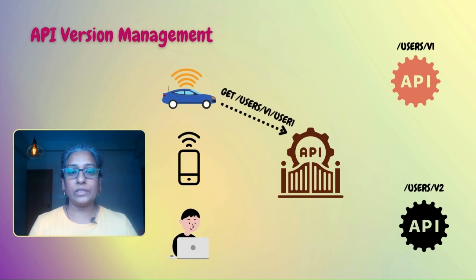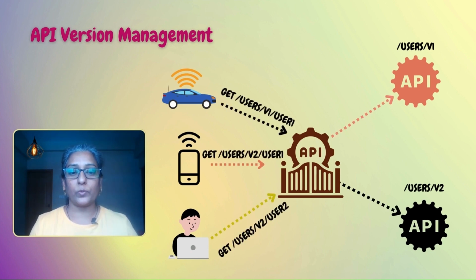When there are multiple versions of a service available, API gateway routes incoming requests to different backend service versions. This ensures compatibility with various client implementations and allows for the seamless operation of multiple versions of the service simultaneously.